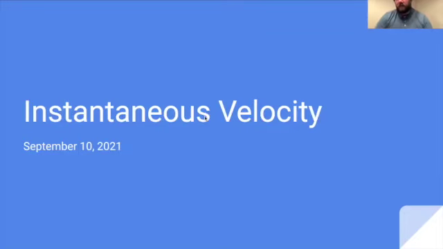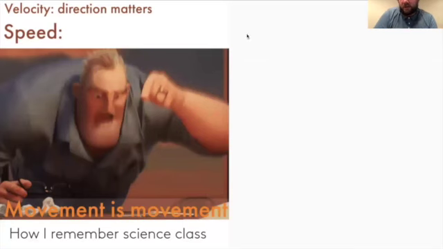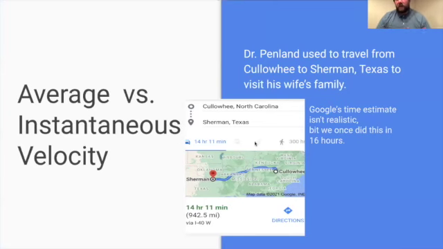Let's talk about instantaneous velocity. In velocity, direction matters. In speed, it doesn't. The difference between average and instantaneous velocity is that average velocity is something that happens over an interval of time, whereas instantaneous velocity is something we think happens immediately.